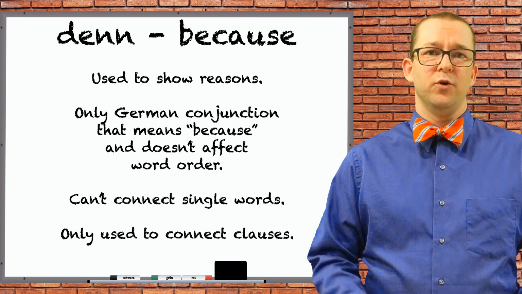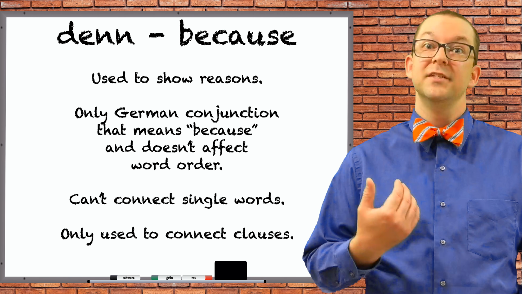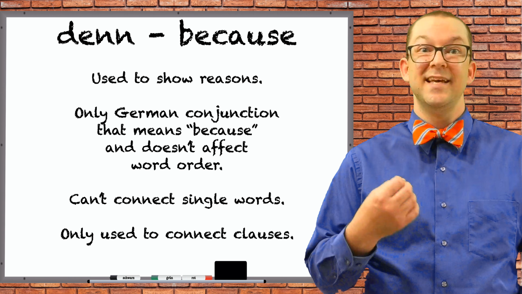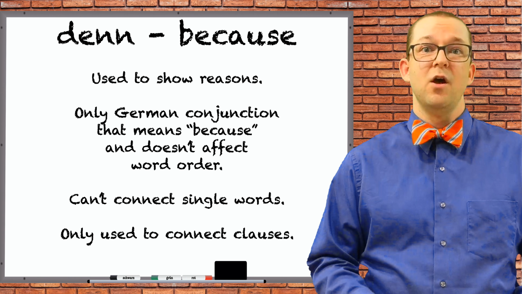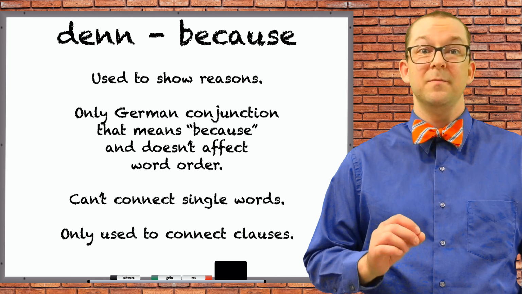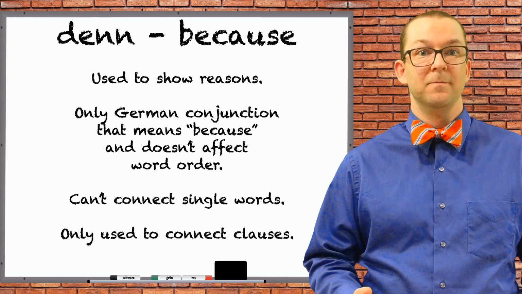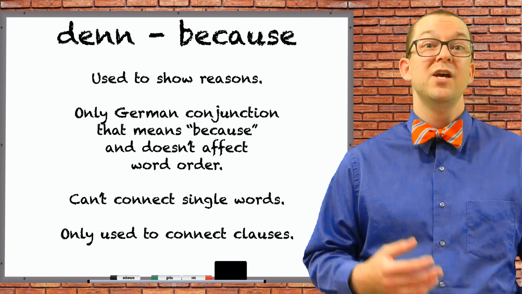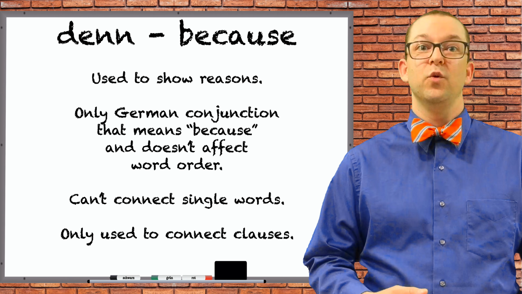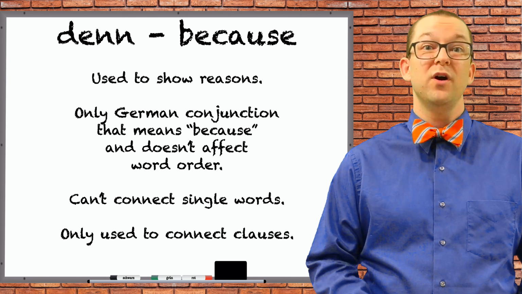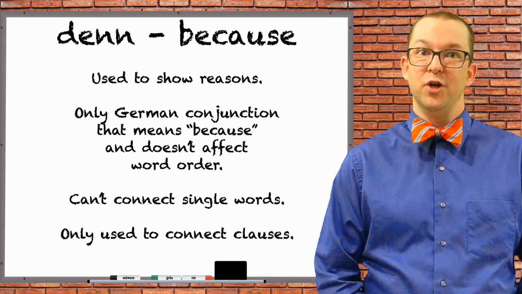One of the most useful conjunctions, and one I personally believe is underutilized by German learners, is denn. It means because. All of the other conjunctions in German that mean because are subordinating conjunctions, which means they change the word order. If you are just starting to learn German, you should definitely acquaint yourself with the word denn because it can cure you of your lack of a way to say because in German.